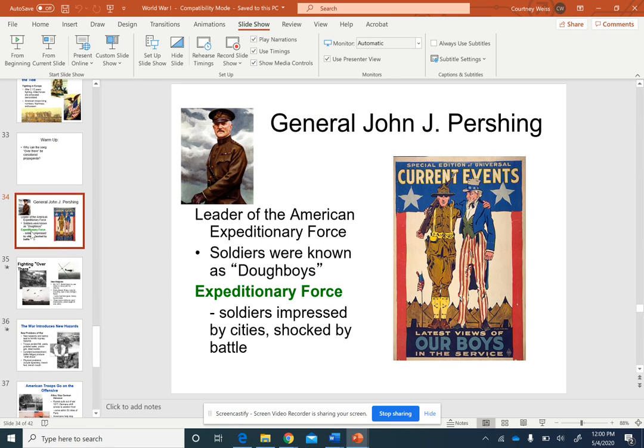So here's General John J. Pershing. He's the leader of the American Expeditionary Force. The soldiers were known as doughboys. An expeditionary force is like a platoon of soldiers that are impressed by cities, and they are shocked. They were shocked by battles.